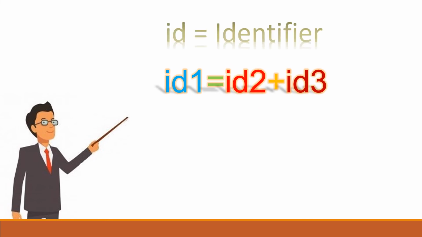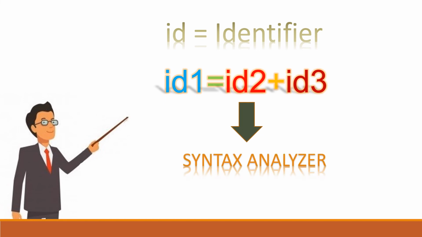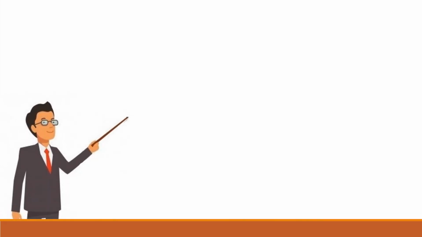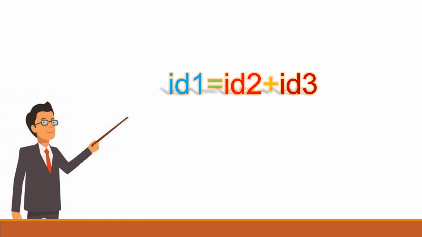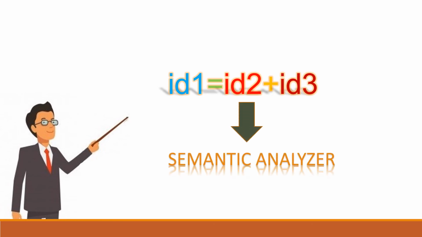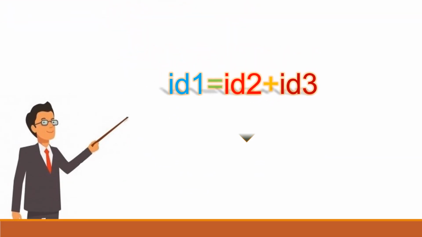So, this expression is sent to the syntax analyzer. It takes it as an input and builds a hierarchical structure or a tree structure by following the left to right approach, and the node contains the operator and the leaf contains the operands. So, here ID1 equals ID2 plus ID3. Again, this is sent to the semantic analyzer for checking whether it is following the rules or not. So, it checks and again it sends to intermediate code generation.